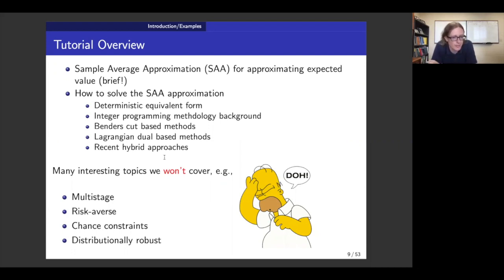Now, unfortunately, there are a lot of really interesting things related to stochastic integer programming that, being realistic in 70 minutes, there's no chance I'll be able to get into. So I'm not going to talk about multi-stage or risk aversion or chance constraints or distributionally robust things, even though those are all things I think are really interesting, just limiting the scope here today.